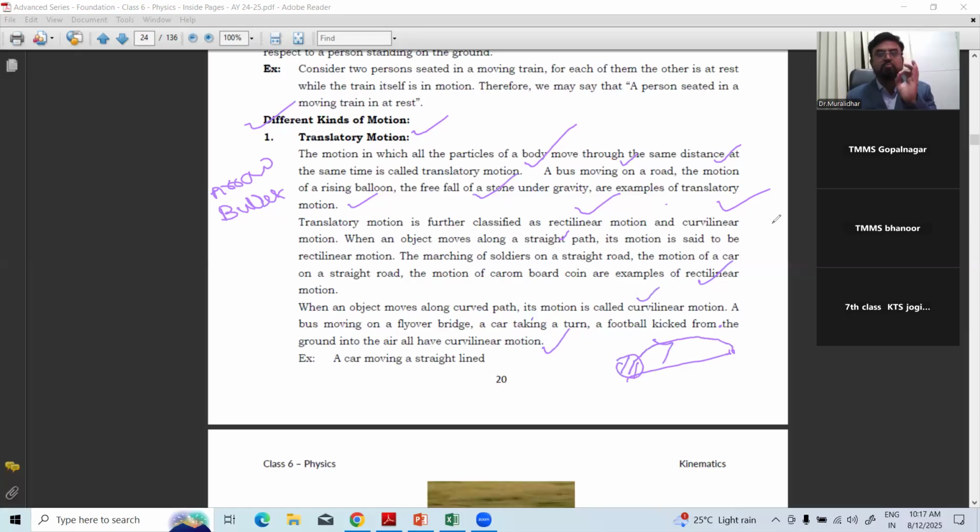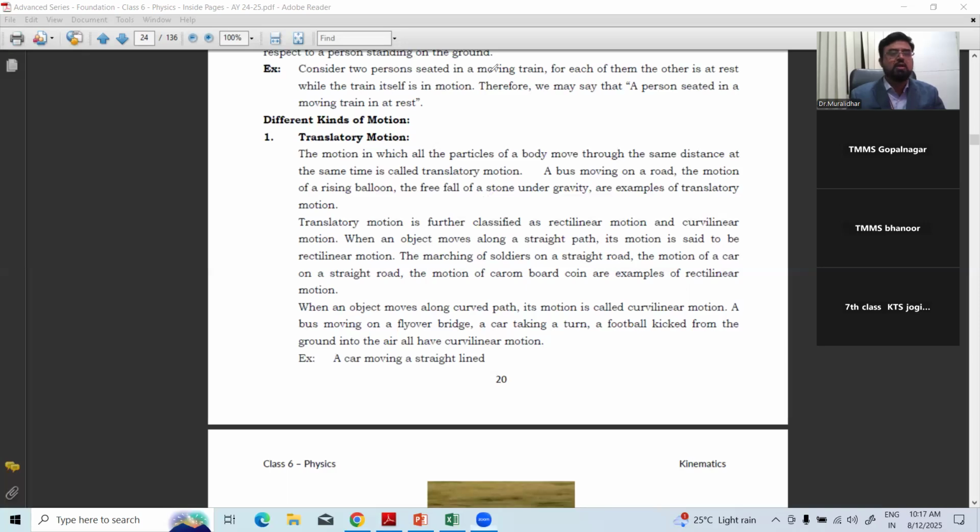The motion in which all the particles of the body move through the same distance in the same time is called translatory. Translatory may be either in a straight line or in a curved path. If they are moving in a straight line, it is called rectilinear motion. If the body is moving in a curved path, it is called curvilinear motion. Rectilinear and curvilinear are the two types of translatory motion. There are so many types of motions, with examples. Before going further, let me show you one video on the same.